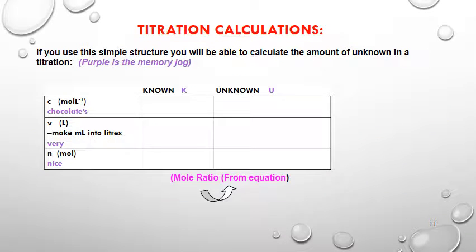Okay, so the whole direction of this is towards titrations. We're trying to find out the unknown concentration of a sample. So what I would do is create a table. Here's an example of a table you could construct, where you have concentration on one side, volume, and then number of moles. So you have known, which is your K, and your unknown, and using the calculations you can determine the unknown from the known. The mnemonic I use for C, V, and N is chocolates very nice.